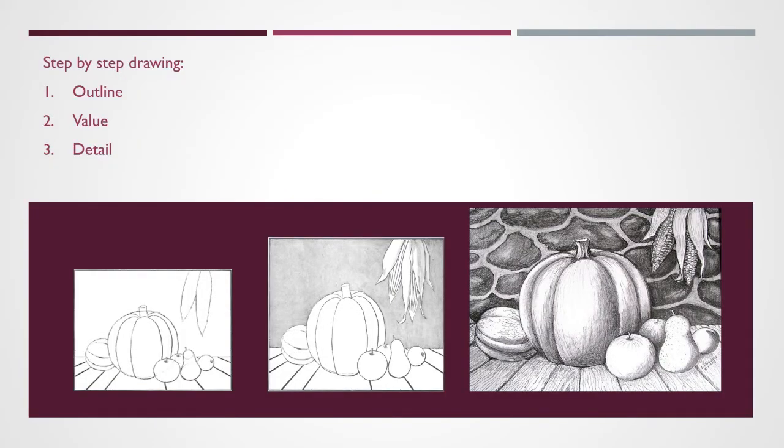Now when we talk about drawing step by step, supposedly in my hand I have this reference and I am supposed to draw this. So I will go step by step. Step 1 would be to make the outline. Step 2 would be to add value, to give the darker and lighter tones by shading it. And step 3 would be the details.